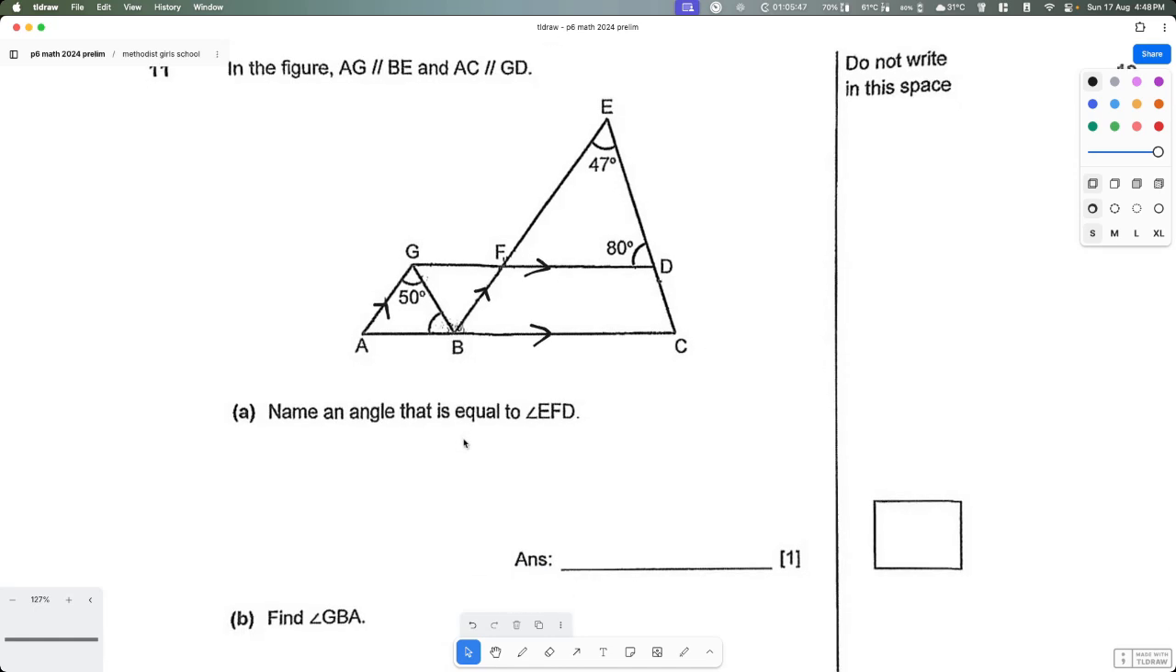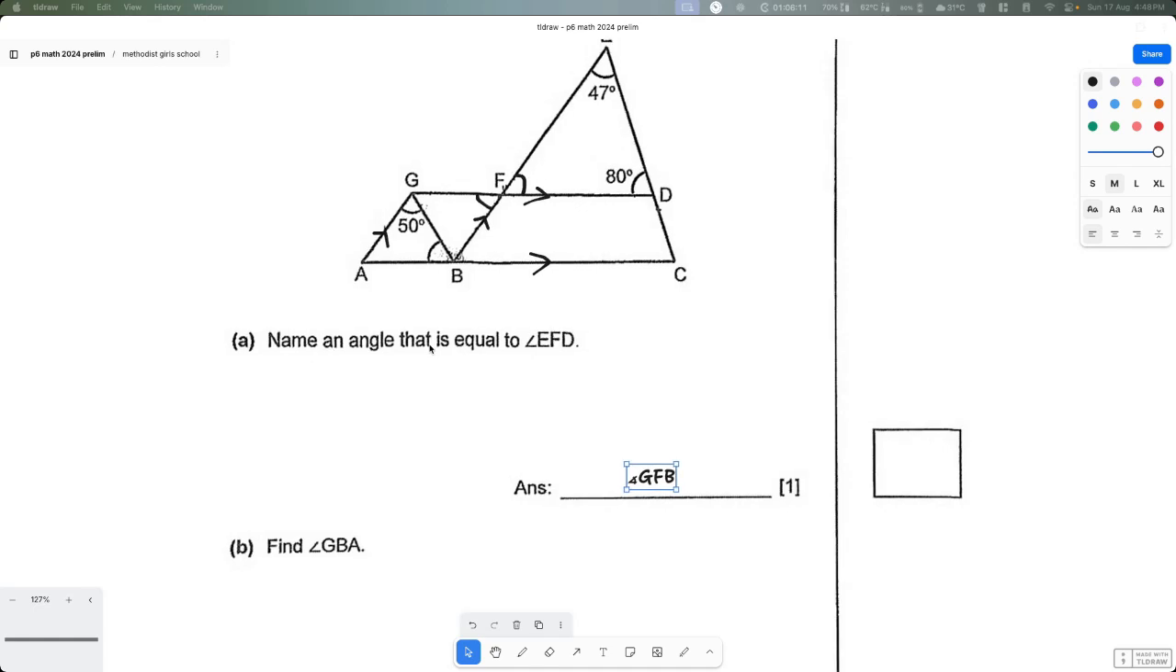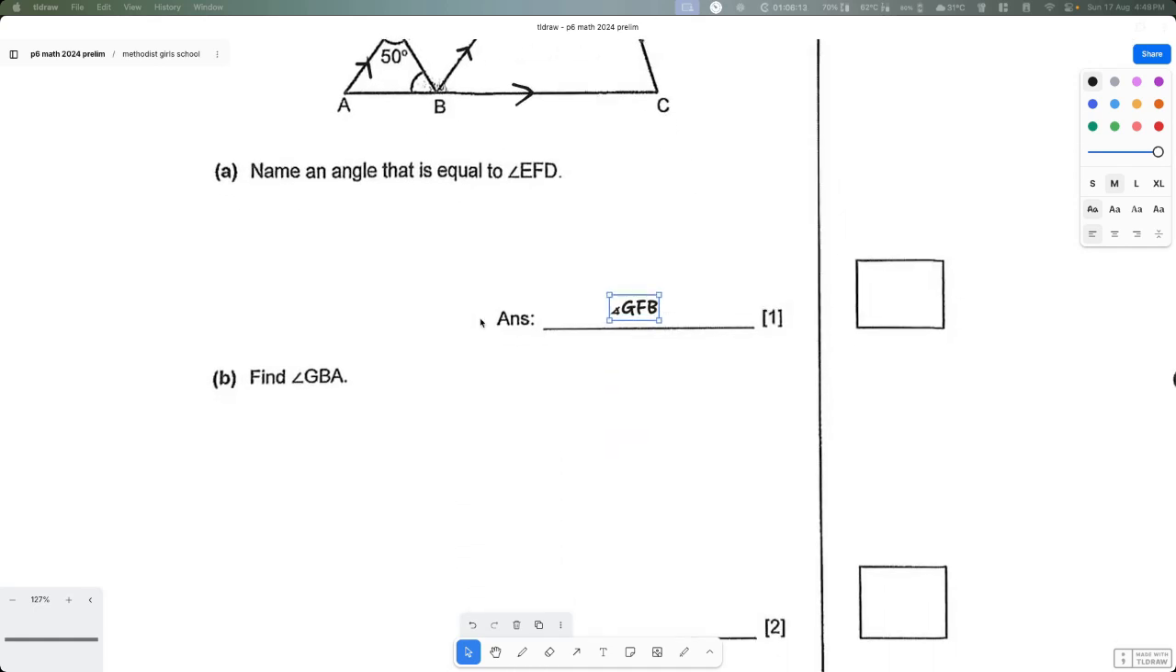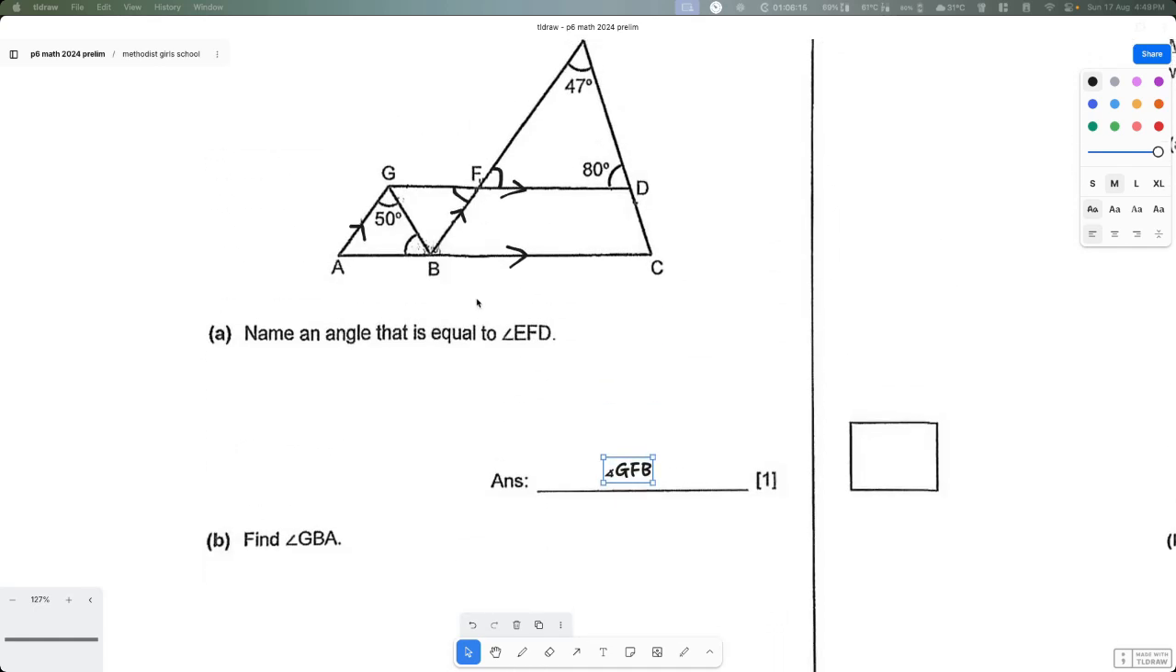So part A, name an angle that is equal to EFD. EFD, this one, right? So this one is equal to this one. So GFD, sorry, GFB. Angle GFB. In this case over here. Okay, pretty straightforward.